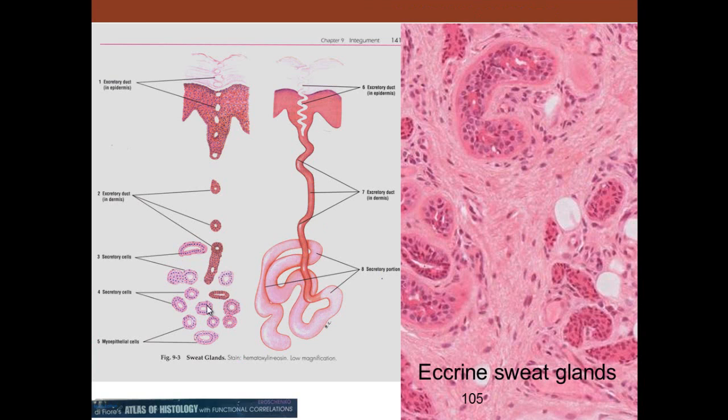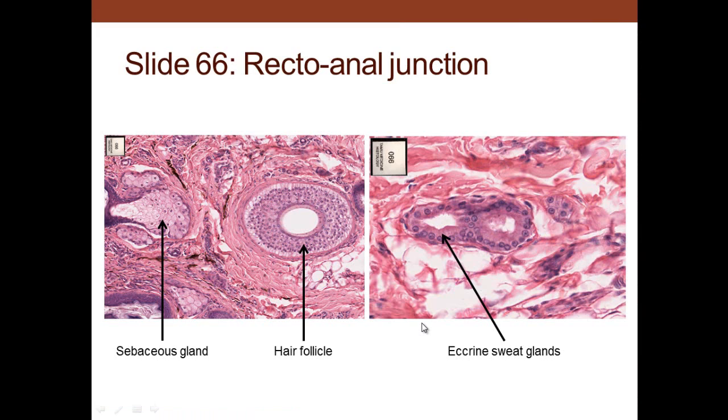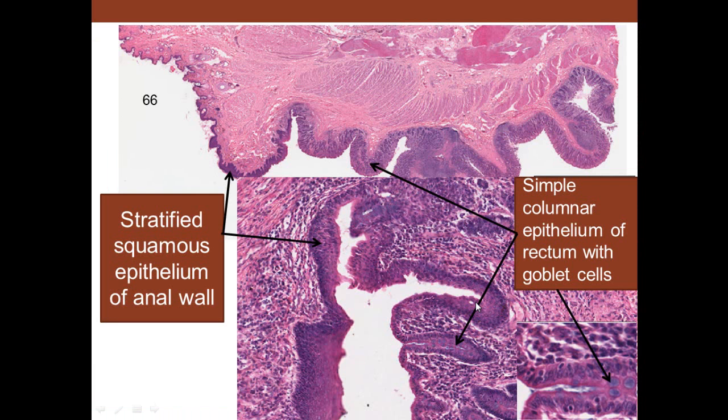But this is more what we see. So this is typical of what we see. There's the duct itself. There are the secretions of the eccrine sweat gland. Sebaceous gland, as we see in 66, and the hair follicle itself, and the eccrine sweat glands.